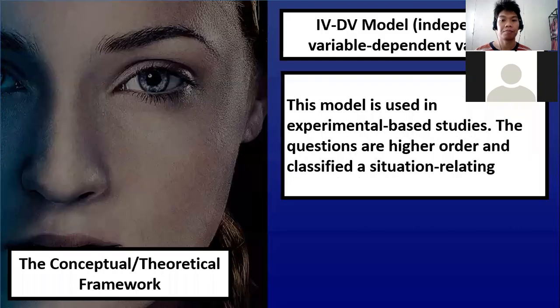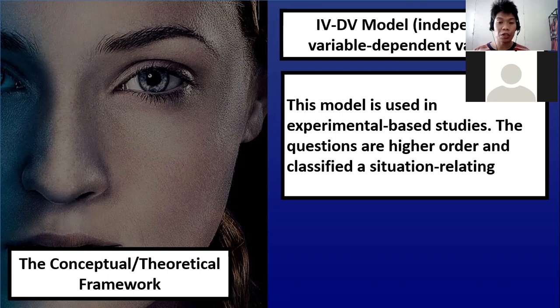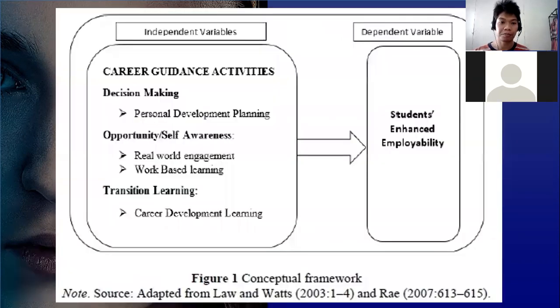Ito yung itsura. We also have IVDV model or independent variable at saka dependent variable. This model is used in experimental based studies. The questions are higher order and classified a situation relating. So, I think na-discuss ko na ang classification of variables last meeting. So, this is one of the models that you can use for independent at saka dependent variable.